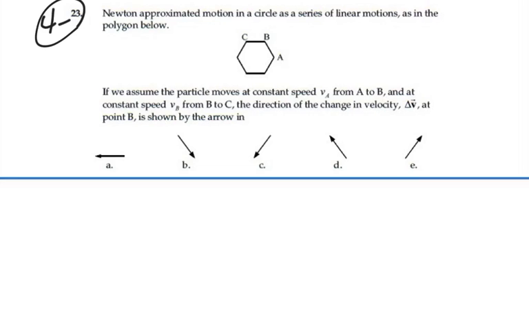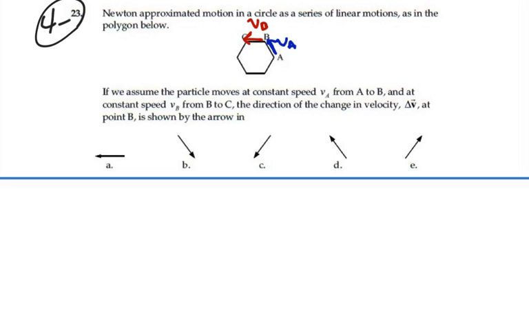Well, let's imagine if we're going from A to B, we'd be going along this line right here. And so that would be our velocity A. And then if we were going from B to C, we'd be going along this line. And that would be our velocity B.